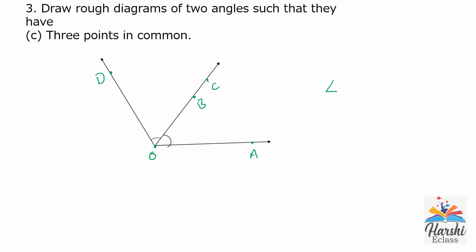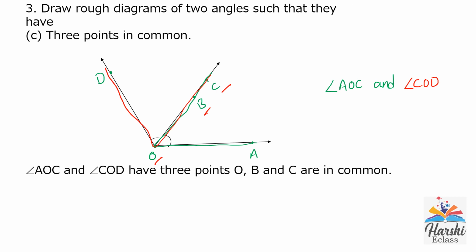Now the names of these angles. The first one is angle AOC, and the second one is angle COD. Here they have 3 points in common, those are O, B, C. These 3 points are common in this figure.